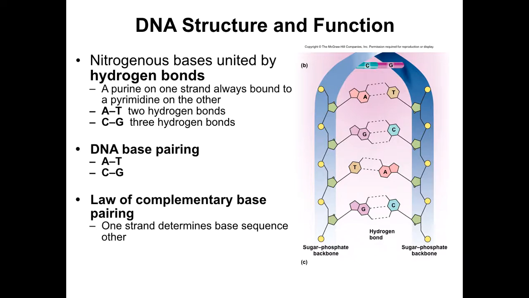The way I usually remember this is A and T are both made of straight lines. And so they bind together. Straight lines bind together. G and C are both made of curvy lines. And so curvy lines go together. This is called complementary base pairing.